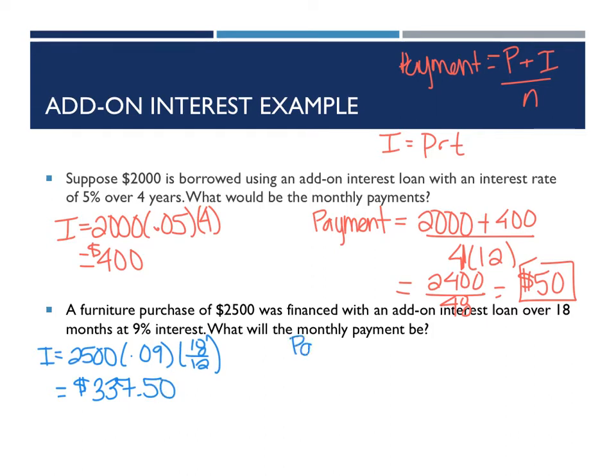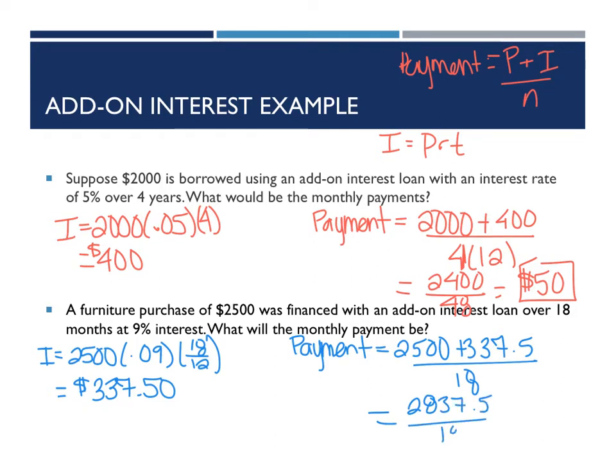To find our payment, we're going to add, so 2,500 plus 337.5 over 18 months. That's going to leave us with 2,837.5 divided by 18. And that gives us 157.64. So $157.64 per month.